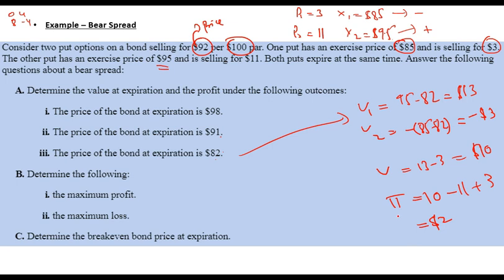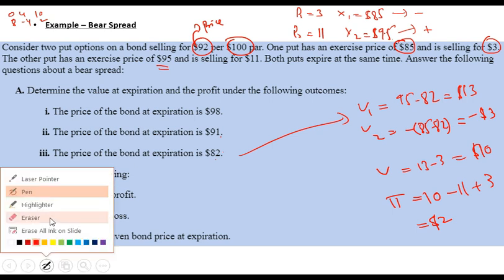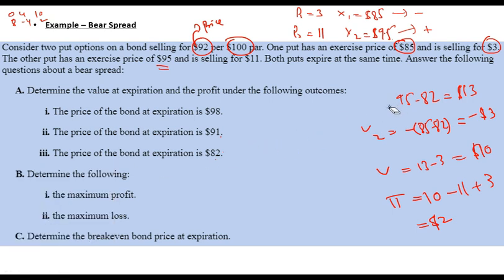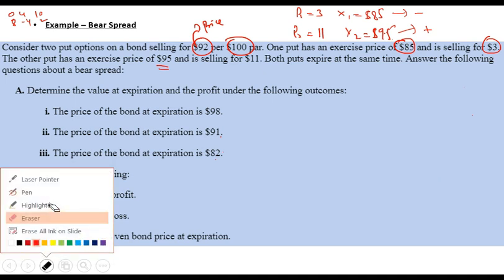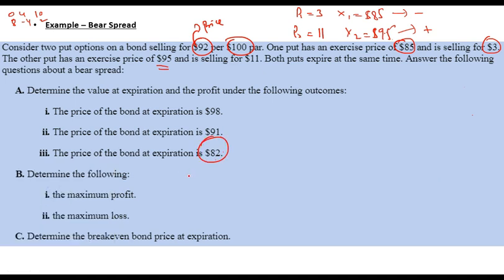Any problem so far? What is the maximum profit? Maximum profit will happen at a point where stock price is at or below $85, and we already calculated it at $82, so that will remain the same. So maximum profit will be $2. What is the maximum loss? $8. How? Minus 11 plus 3.